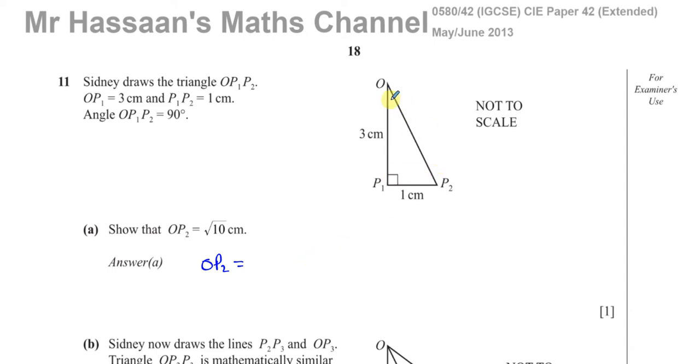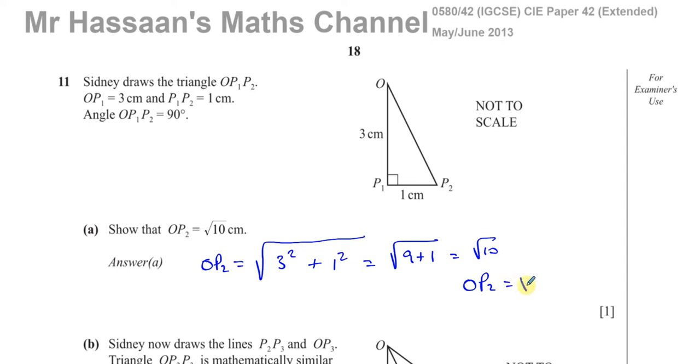So of course it's a right angle triangle, so we can use Pythagoras' theorem. So OP2 would be the square root of, now we're finding the hypotenuse, so it's the sum of the squares of the two shorter sides. So it would be the square root of 3 squared plus 1 squared, which is the square root of 9 plus 1, which is the square root of 10. Okay, so it's very important for you to show your steps clearly when they've already given you the answer. So OP2 is equal to root 10 centimeters.